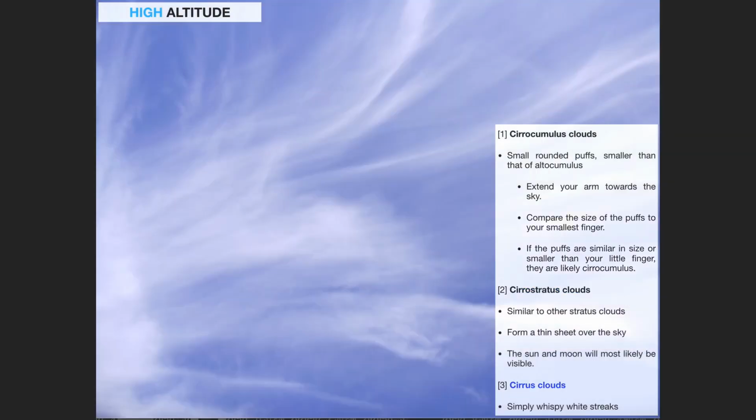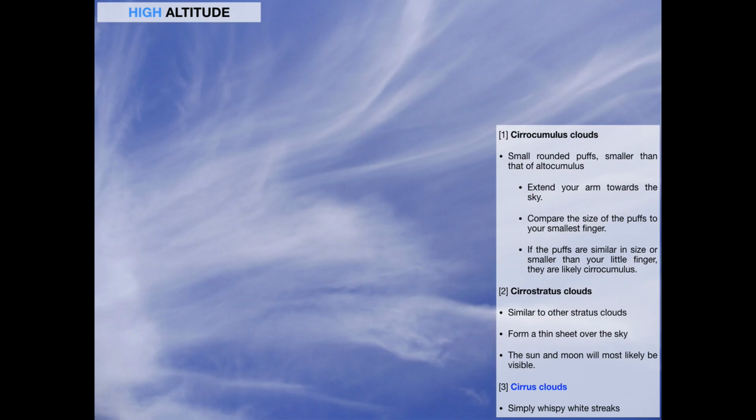The third type of high-altitude cloud is one that you're probably very familiar with, and these are the cirrus clouds. These manifest as wispy white streaks. You've probably seen these quite often in late spring or the summertime in the sky.